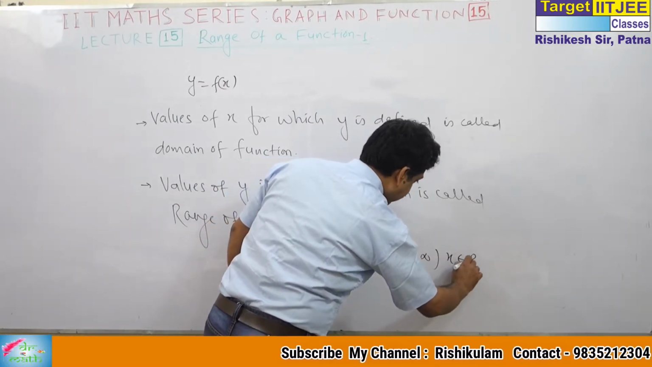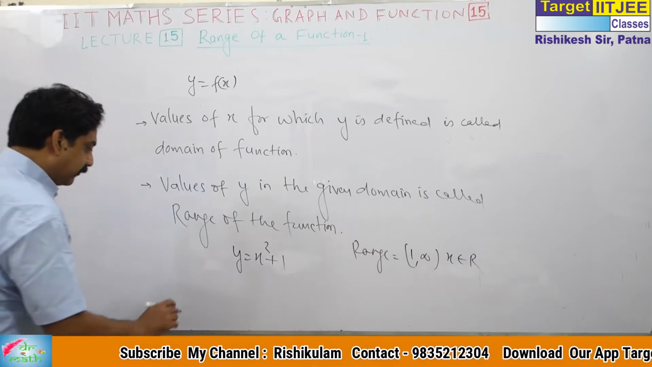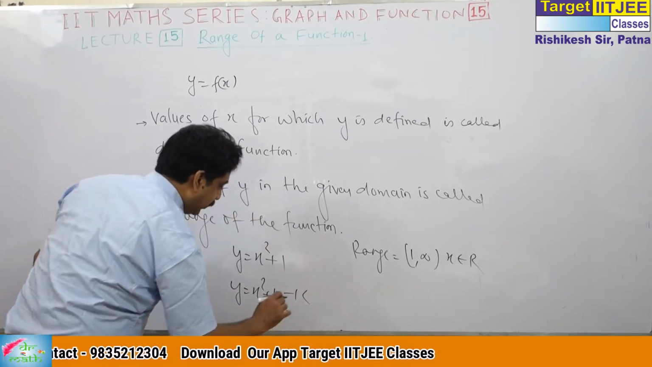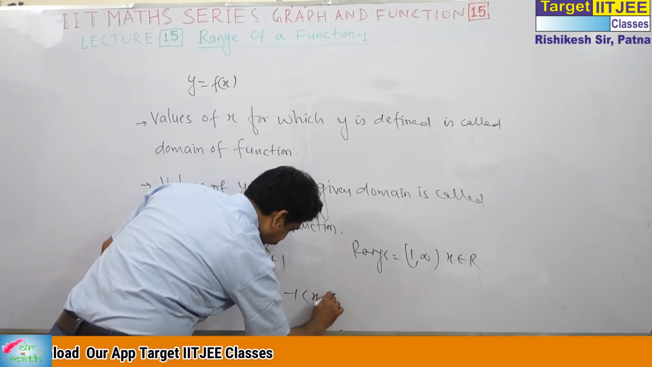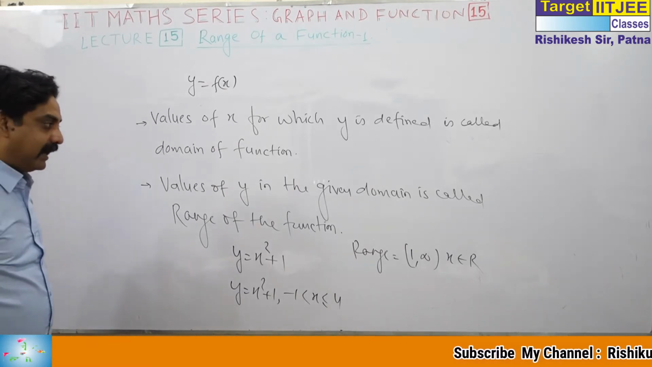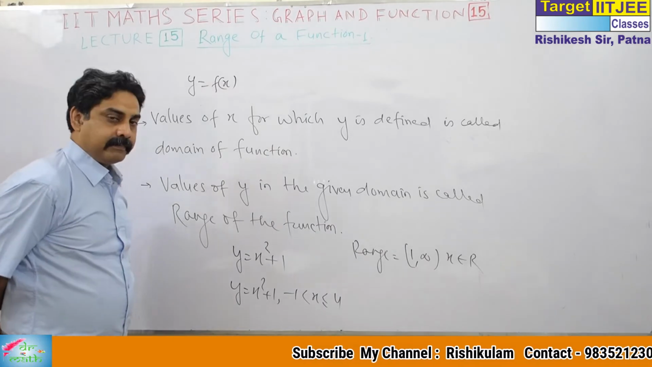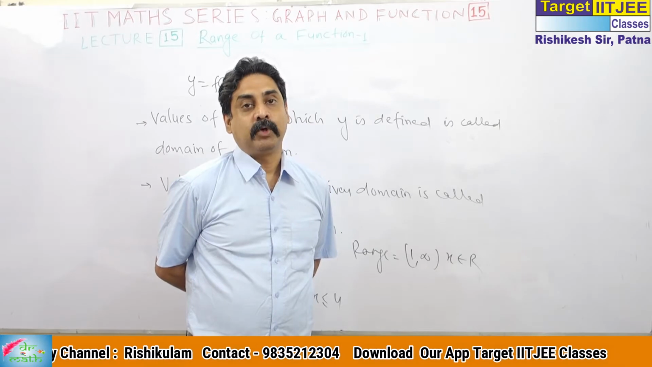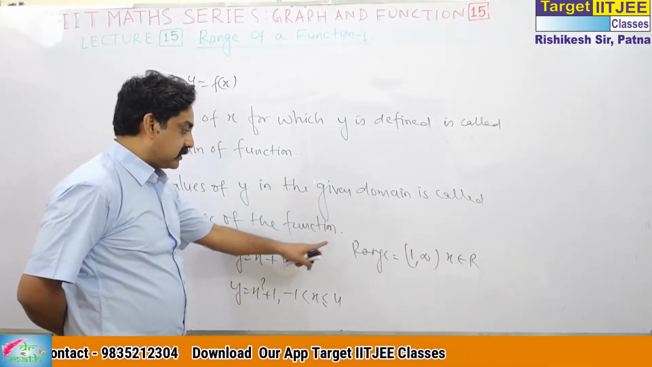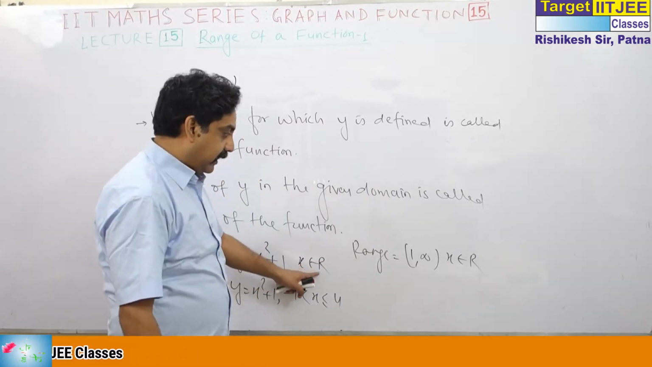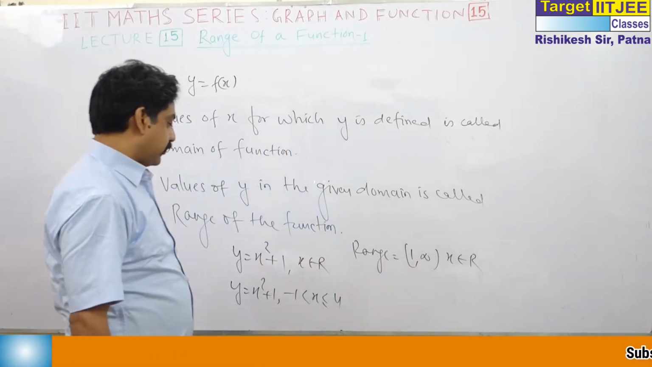X belongs to R. But suppose the question is like that: x belongs to minus 1 to 4. Then what is the range? We have to define range in the given domain. If domain is not mentioned in the question, then we take the maximum domain. Maximum domain of this is real numbers, so for real numbers the range is this. But what is the range for this?